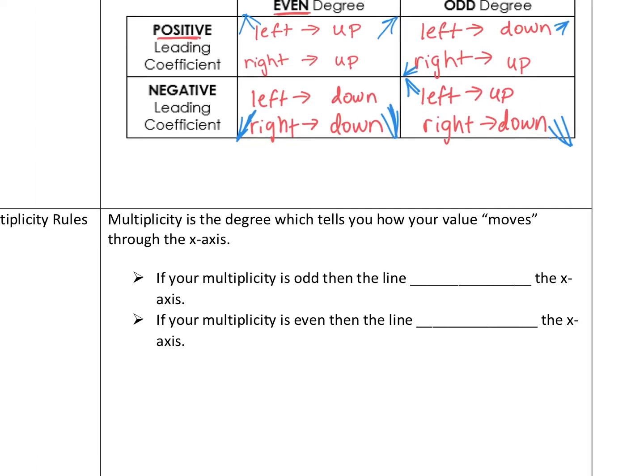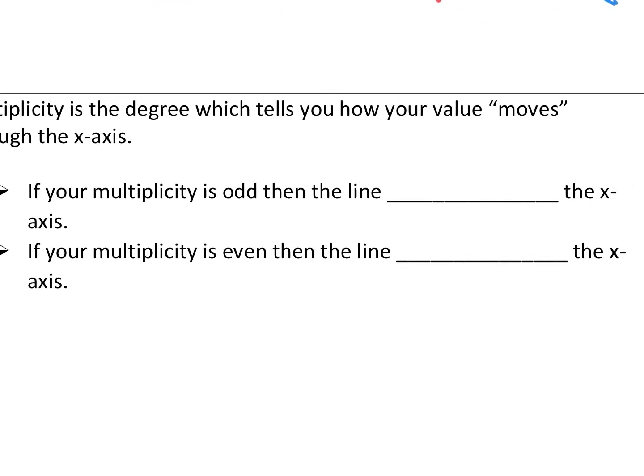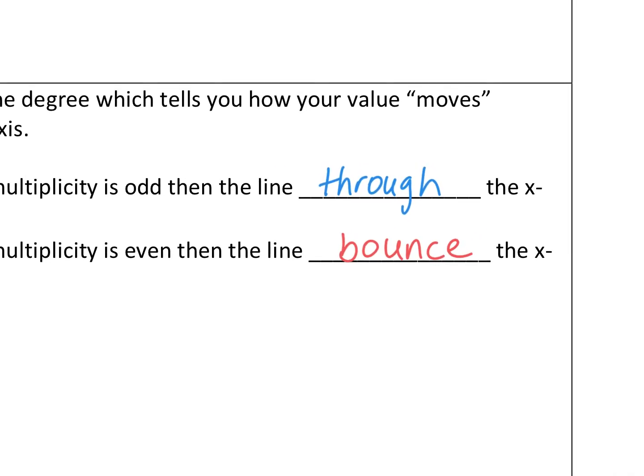And then we get to our fun multiplicity rule. If the multiplicity is odd, meaning there's one answer that is this, or three answers that are this same thing, or five, this is going to be a line that crosses through the x-axis. If there is an even amount of one answer, so two of the same answer, four of the same answer, and so on, this is going to be a bounce on the x-axis. Okay, the difference in what this looks like.